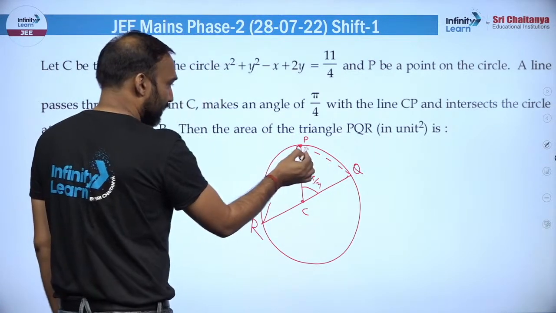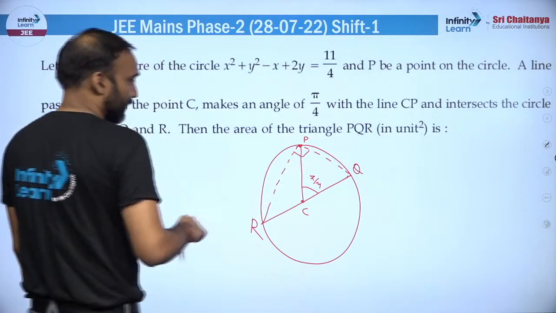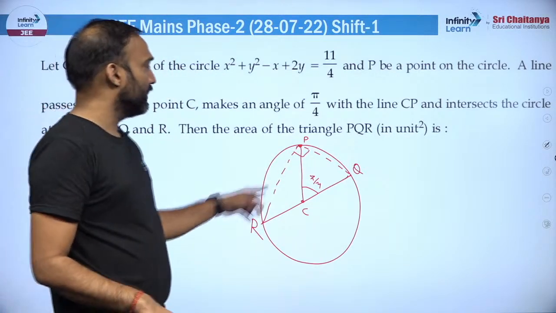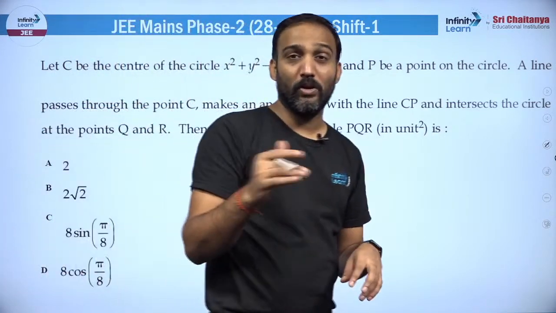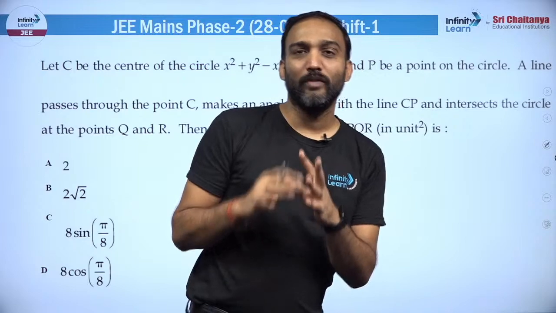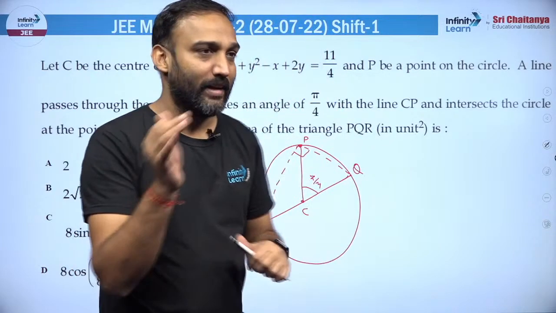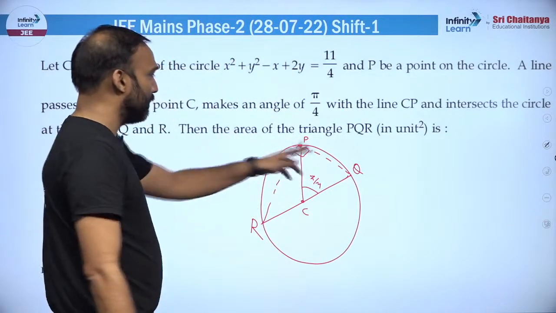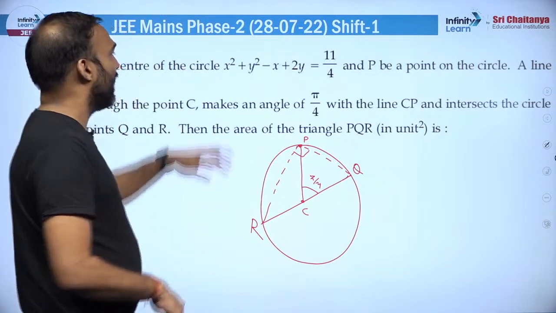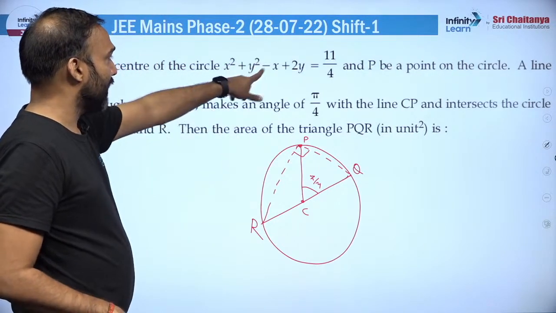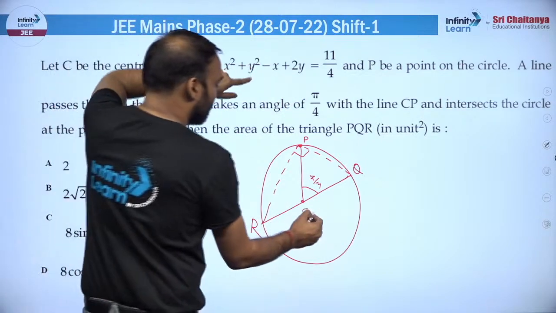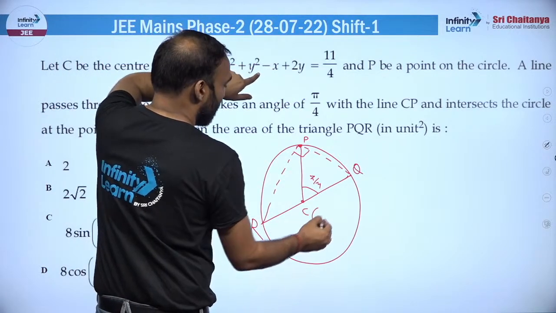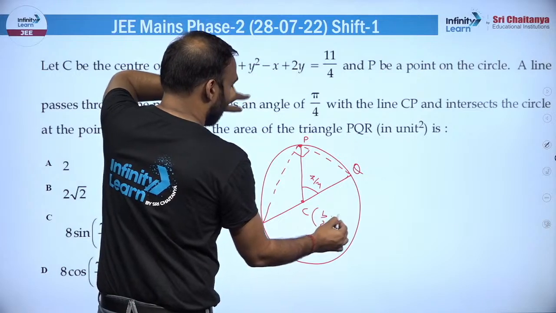Angle in a semicircle is 90 degrees, so I know this one would be 90 degrees. So if I have to find out the area of the triangle PQR, a right angle triangle, all I have to find out is the perpendicular and the base. If these two values are known, we can find out the area of this triangle, right guys? So I need to find out the PQ and PR. So what do I have? I have the equation of the circle. So if I have the equation of the circle, I know the radius, I know the center. So let's find out the center quickly. Center is how much? 1 by 2 comma minus 1.